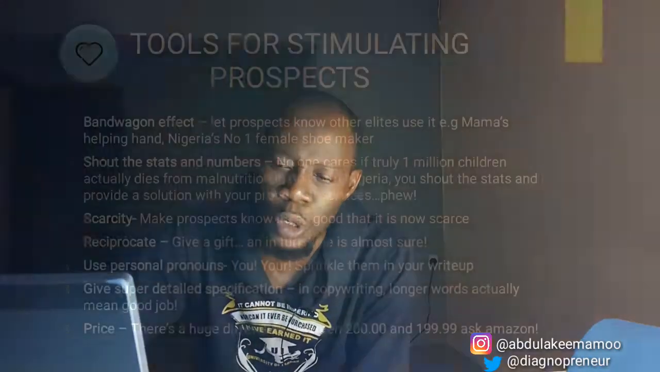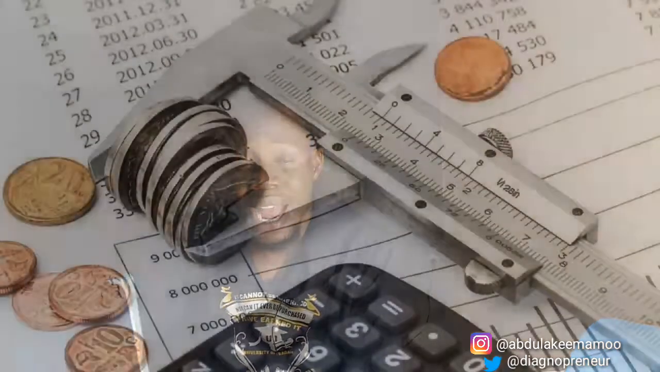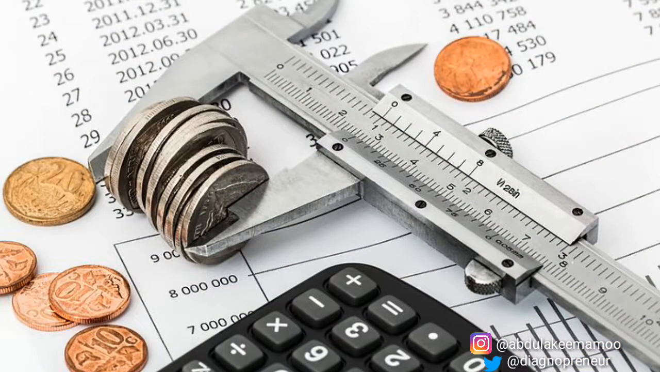Another thing is that you can give super detailed specifications in copywriting. Make sure you do a nice description of your product. Describe it very well using the right words. Price cue: use a nice price cue. Slash your price. It used to be this price last year, but now it is this. Use unrounded figures. Don't round up your figures.